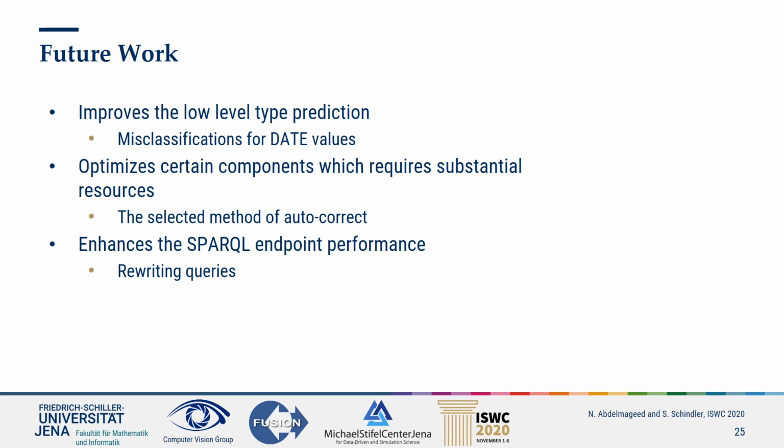We see different ways to improve JenTab. First of all, increasing the accuracy of low-level type prediction, especially for the date type. The second point concerns the optimization of the expensive components, like computing the lookup of the auto-corrected values, which require substantial resources. One more point is about the performance of the endpoint service; rewriting some queries should also be considered.